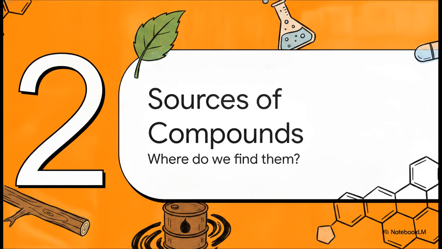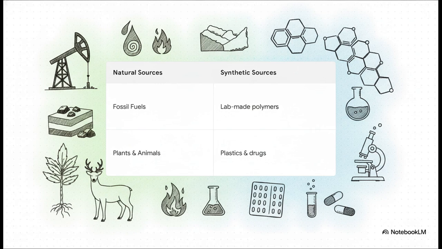Section 2. Sources of Organic Compounds. Okay, so where do we actually find all these compounds in the real world? Well, you can divide their sources into natural and synthetic. On the natural side, we have absolute treasure troves like fossil fuels, which means petroleum, coal, and natural gas, along with living plants and animals. And on the flip side, we have synthetic, man-made sources cooked up in labs. We're talking synthetic polymers, plastics, and life-saving drugs.